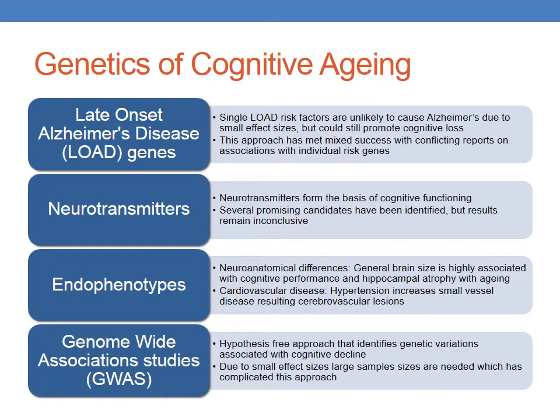An alternative approach to these candidate gene studies is to utilize a genome-wide association study. This is a hypothesis-free approach that identifies whether common genetic variations, so single nucleotide polymorphisms, are associated with the phenotype of interest, in this case cognitive decline. However, this approach requires very large sample sizes, which has complicated replicating some findings that genome-wide association studies have found.